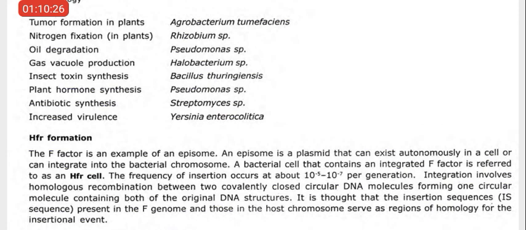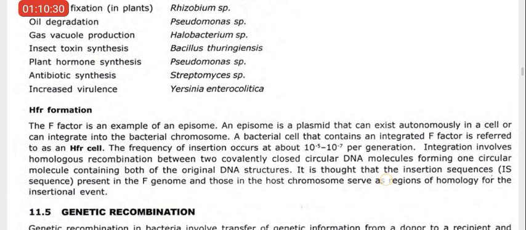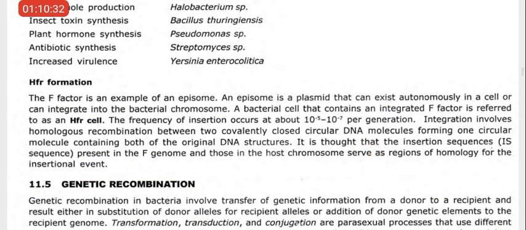Then Hfr formation. The F factor is an example of an episome. An episome is a plasmid that can exist autonomously in a cell or can integrate into the bacterial chromosome. A bacterial cell that contains an integrated F factor is referred to as an Hfr cell. The frequency of insertion occurs at about 10 raised to minus 5 to 10 raised to minus 7 per generation.